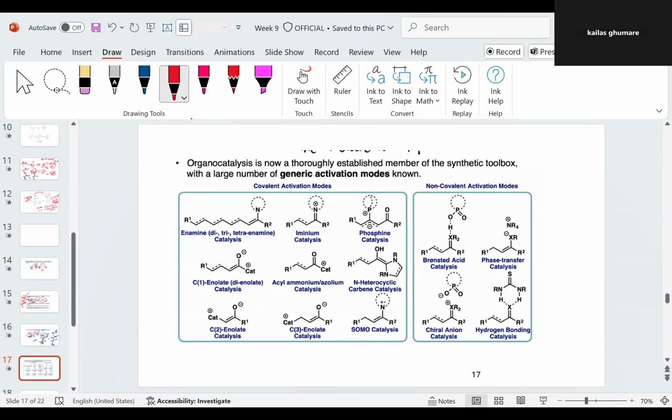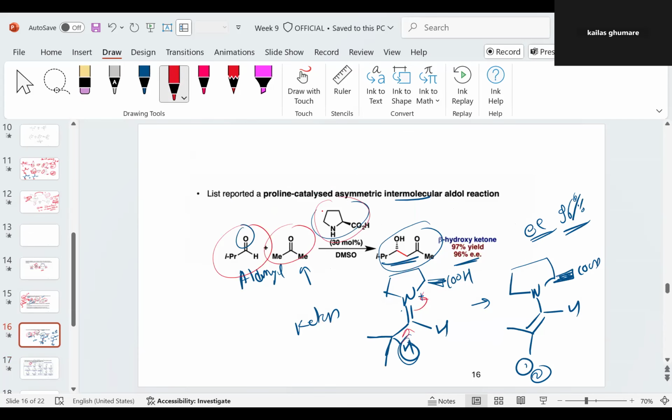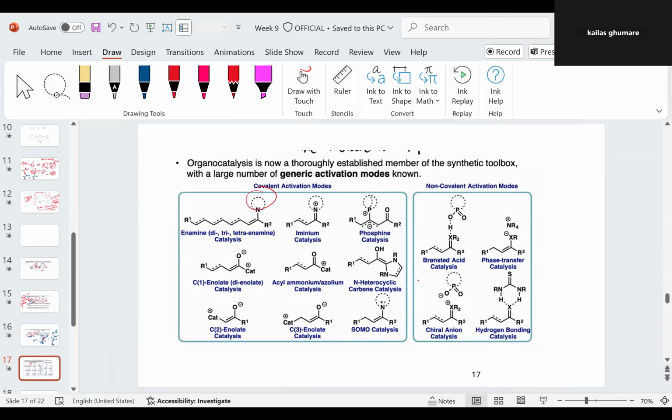So what examples are available for organocatalysis? If you look at the toolbox, these are our generic activation modes: the covalent activation mode and the non-covalent activation mode. In the covalent one, there is the enamine based catalyst that I've seen earlier. Further, the iminium catalysis. Iminium is just like, as seen, we got the positive charge here, right? That's the iminium based catalyst. Further is the phosphine based.